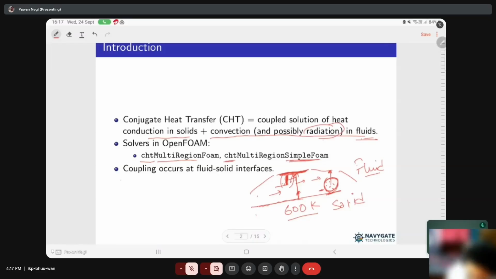Then it involves coupling that occurs between fluid and solid interfaces. The boundary conditions that are usually used are that the temperature of fluid should be equal to the temperature of solid, and the heat transfer, which is the heat flux from fluid to solid, should be equal to what is received at this end. The heat transfer should not be generated or lost, so you should take care of that.